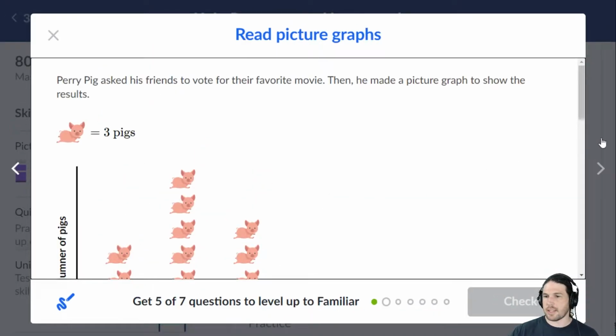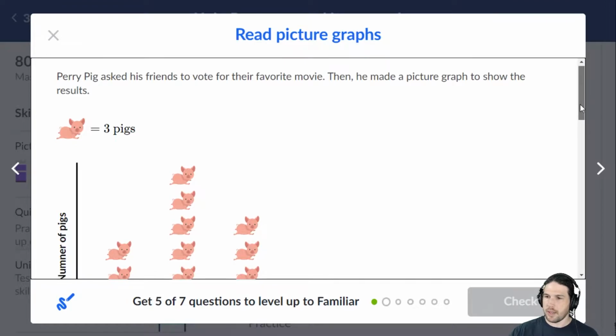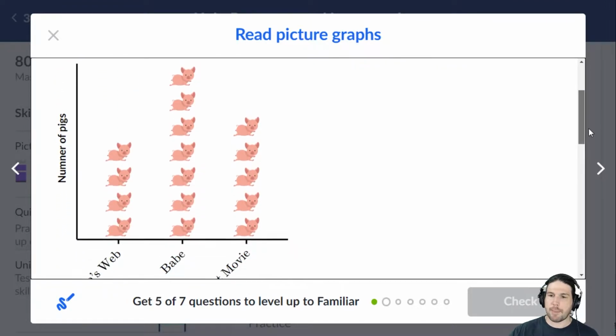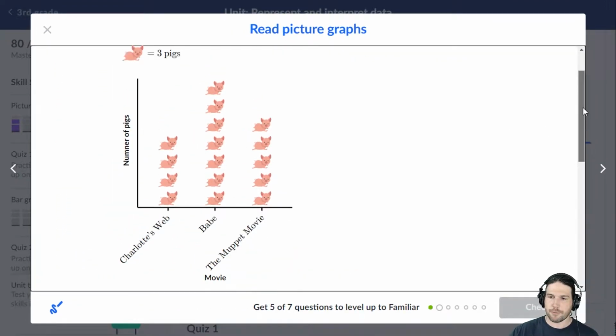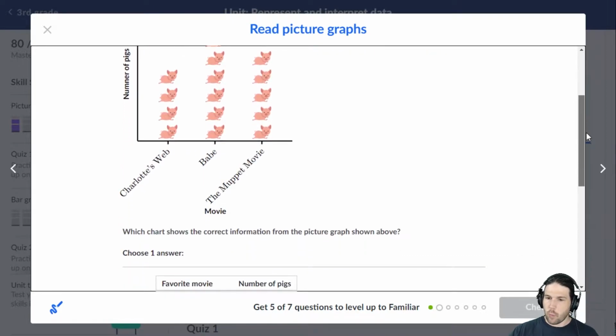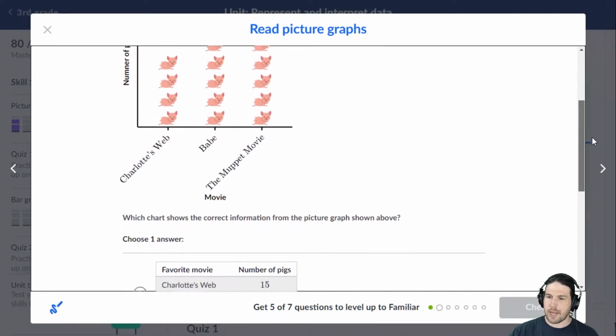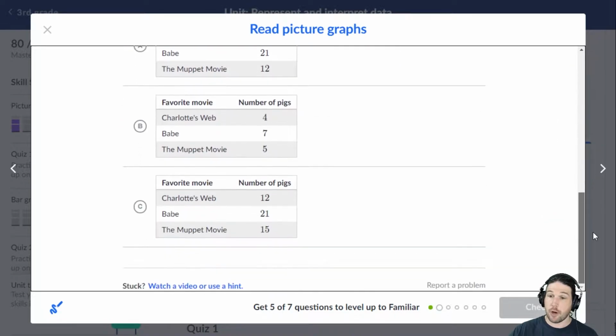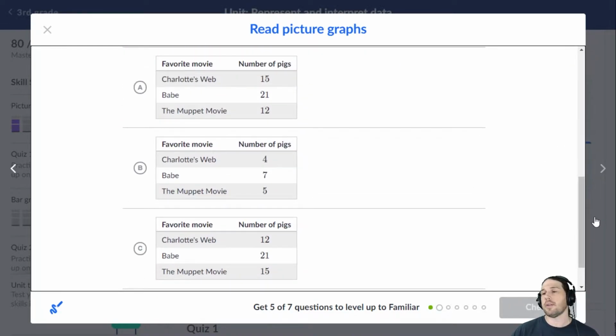Perry Pig asked his friends to vote for their favorite movie. Then he made a picture graph to show, man, Perry Pig has a lot of friends. Which chart shows the correct information from the picture graph shown above? Oh, interesting. This is sort of not a guess and check. This is a check somebody else's work kind of problem, which I really like.